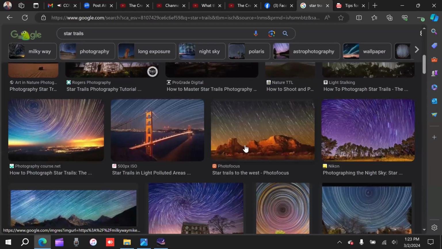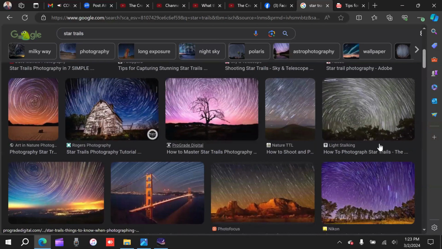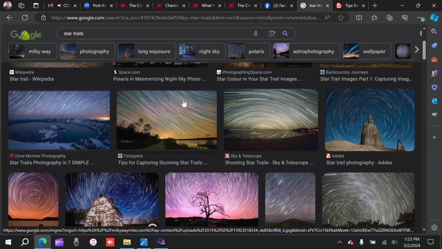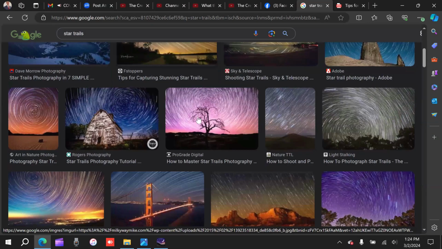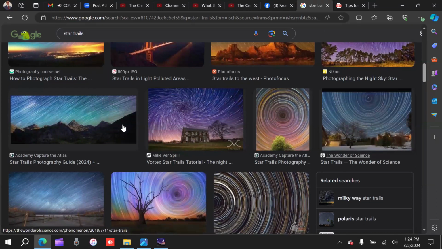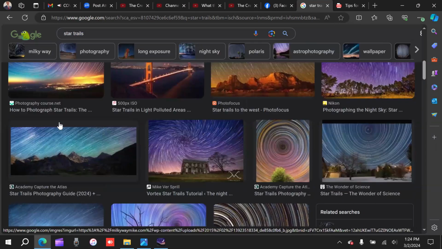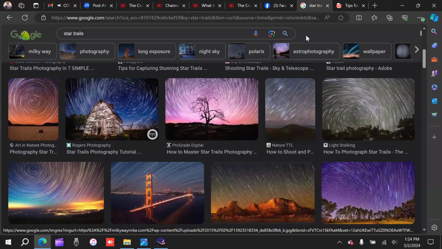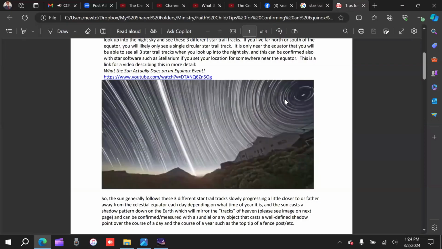I was just going to show you a quick sample. You will typically see these circle patterns. You will typically only see one circle pattern. Sometimes you will see all three of these circle patterns at once. This vortex thing, for example, is not something you will see. This is just something somebody made up. But typically what you're going to see are these spinning circles of stars. And this picture is a unique picture because I believe it was taken somewhere near the equator.